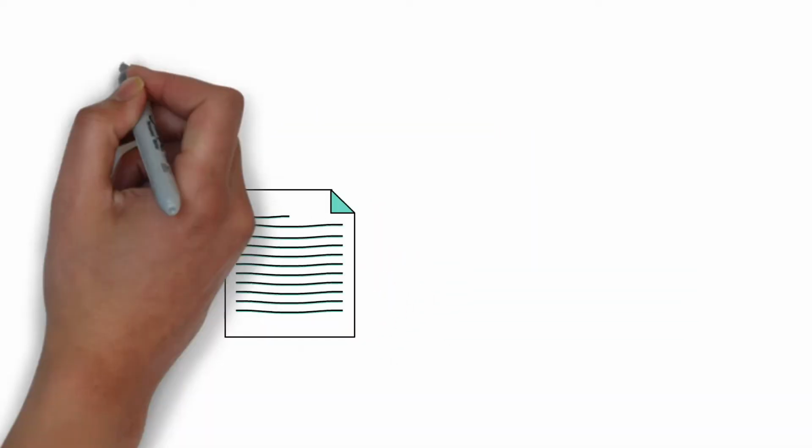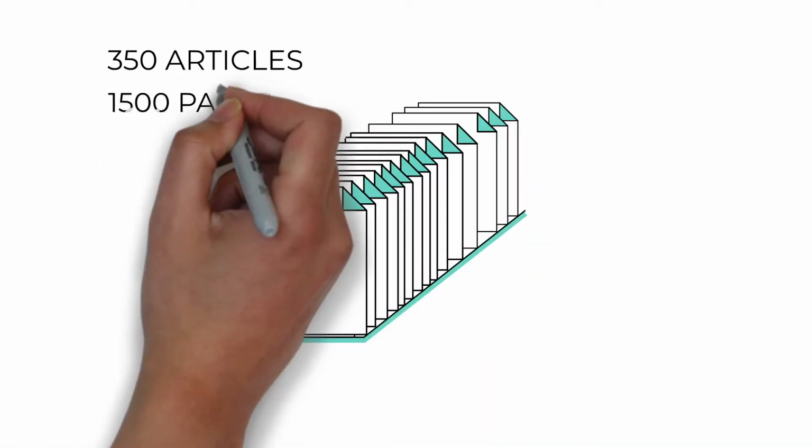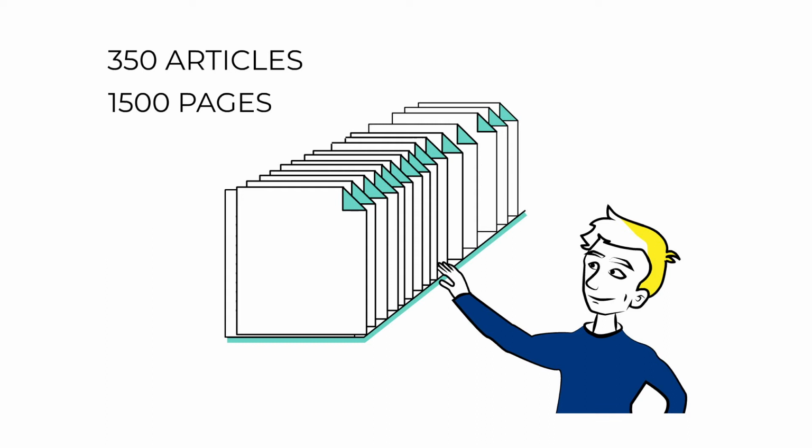We have written 350 articles on more than 1,500 pages, designed in such a way that everyone can easily find what they need. In the library, all articles are clearly labeled, which makes them easy to find and use. This will help the learners to create their customized learning plan.